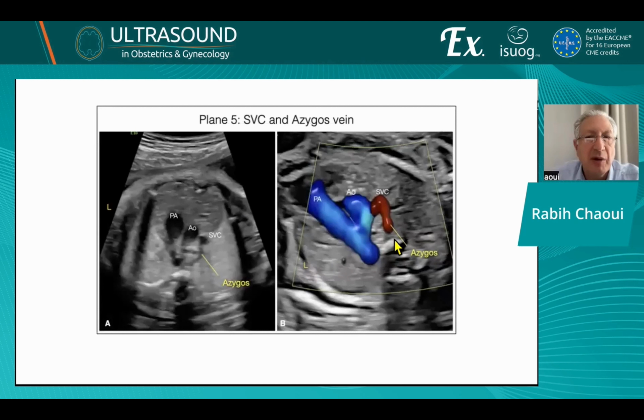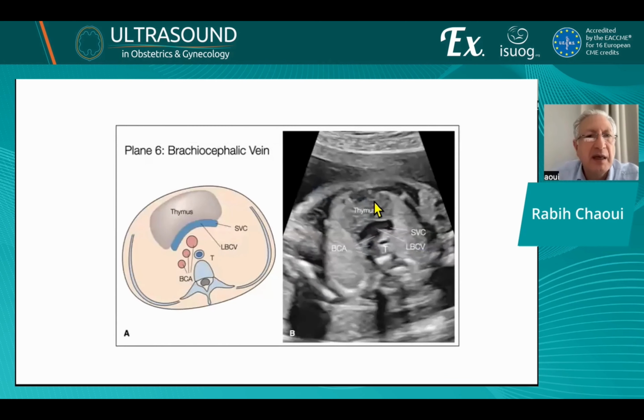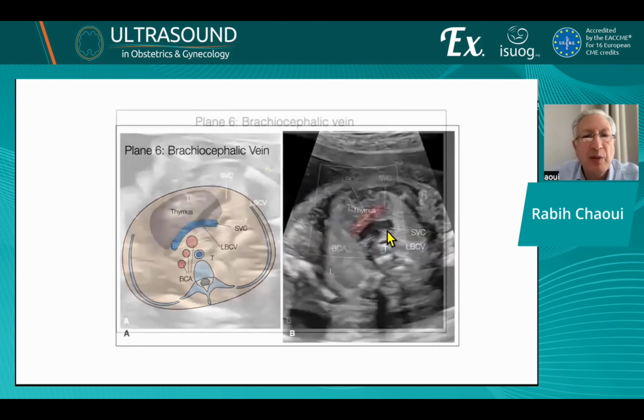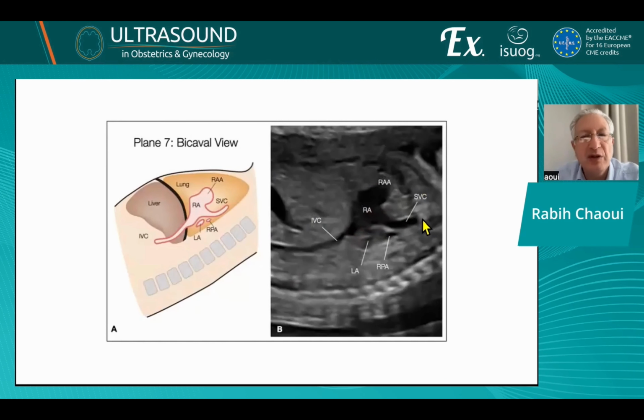As you see here in color Doppler, it may be well demonstrated nowadays as a third arc, which is called the azygous arc. And in the upper plane, once you have left the three-vessel trachea view, you see the left brachiocephalic vein connecting the jugular vein to the superior vena cava. Turning the probe into a sagittal view, you recognize the superior vena cava and inferior vena cava merging into the right atrium. So these are the planes. If you add these planes to your examination, I'm sure you will detect this or that anomaly or confirm the normality of the findings.